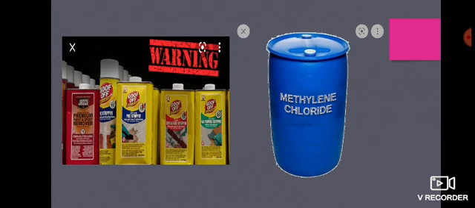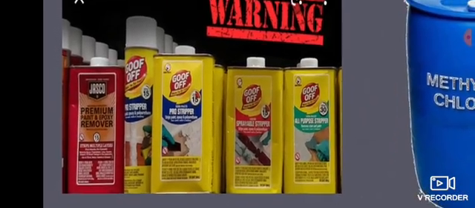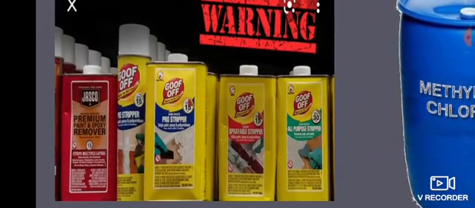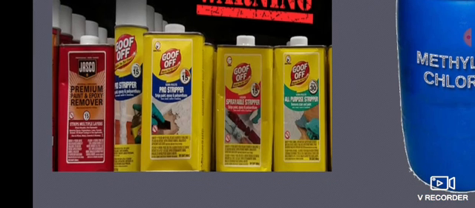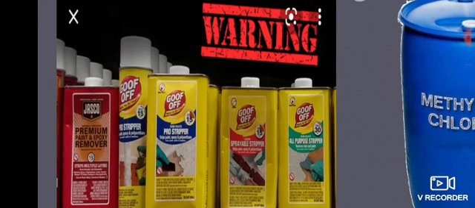In the next slide, we have methylene chloride in a tank, and here we have Goof Off and Jasco products, a premium paint and epoxy remover. It is used to remove paint and epoxy. We have a pro scraper. You can see in the picture, it is removing grease from the floor. So it is used in many products. As you can see, these products are being sold in the markets. You can also buy them.